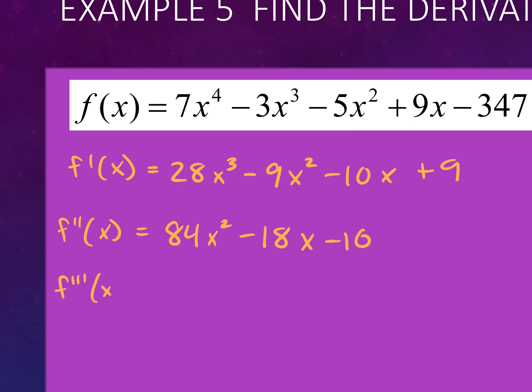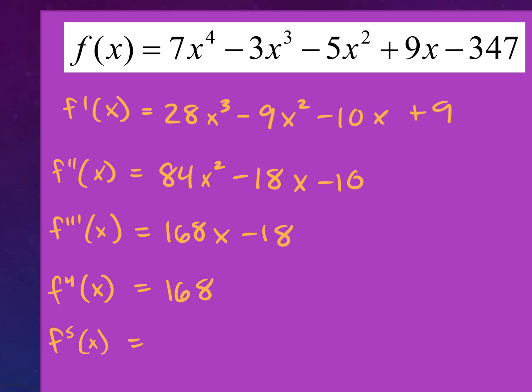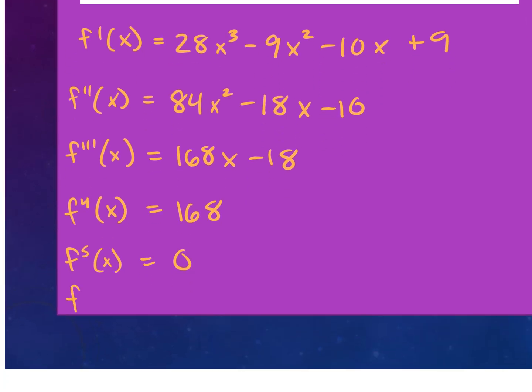So f prime prime prime, 3 of them. 168x minus 18. Awesome. After the third derivative, you can just number it. So f4. So our fourth derivative would be what? 168. Awesome. And what about our fifth derivative? Would be 0. What would our sixth derivative be? 0. The derivative of 0 would be 0.